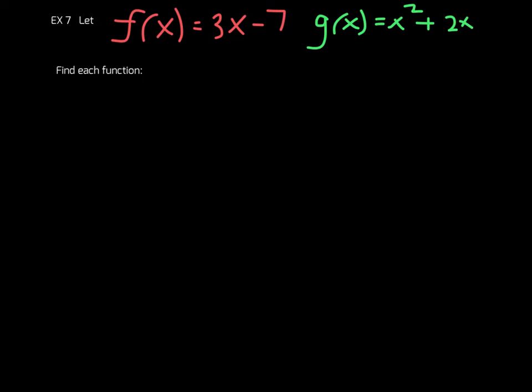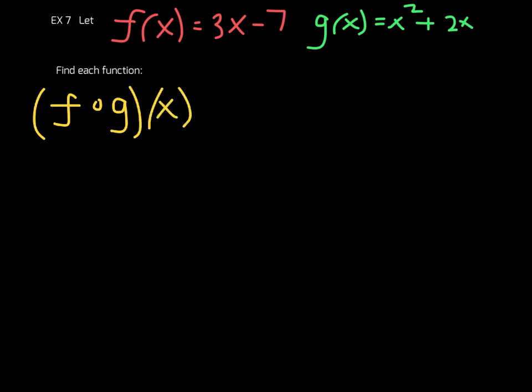Example 6, you were finding function values. That is to say, they gave you an input and you found the output. They gave you a real number to plug in, and you found the real number output. This time around, they've given you the two functions, f and g, but you're finding a function. Not a function value, but a function. All right, so the first function they want you to find is f composed with g at x.